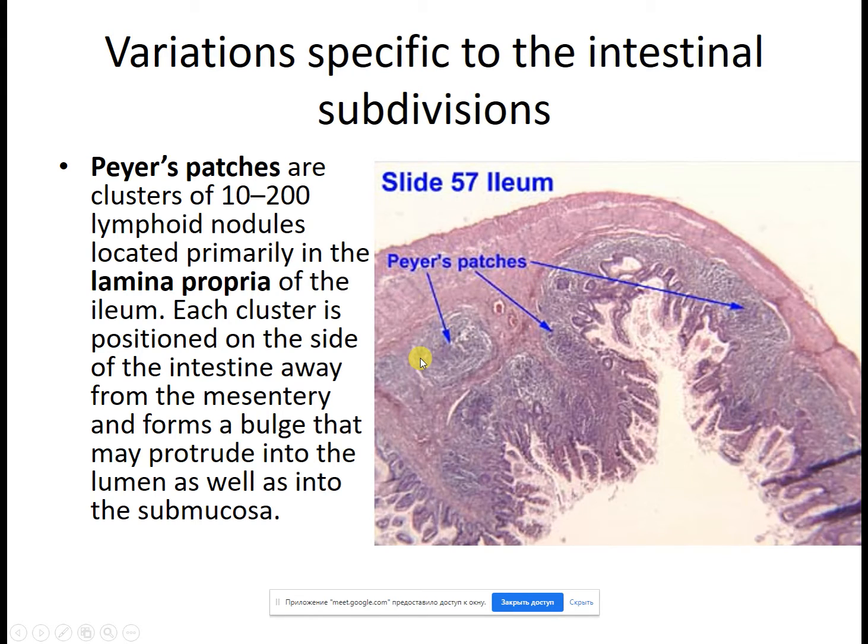So you see, now we can differentiate. In the duodenum we have Brunner's glands. In the ileum we have Peyer's patches. If you can see neither Peyer's patches nor Brunner's glands in the submucosa, you can claim yes, this is jejunum.